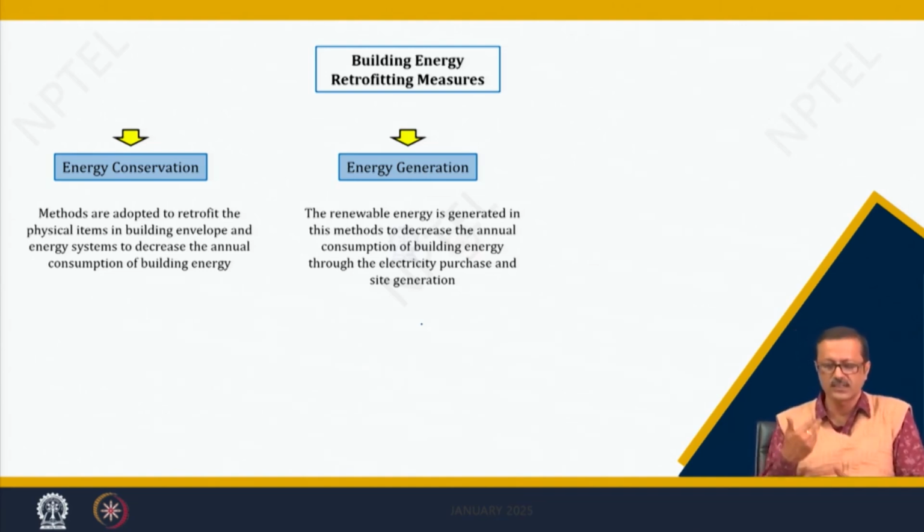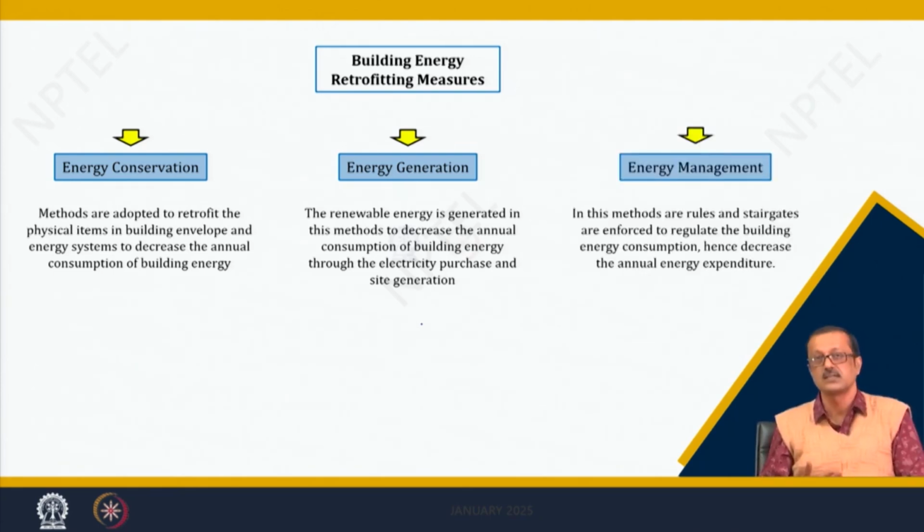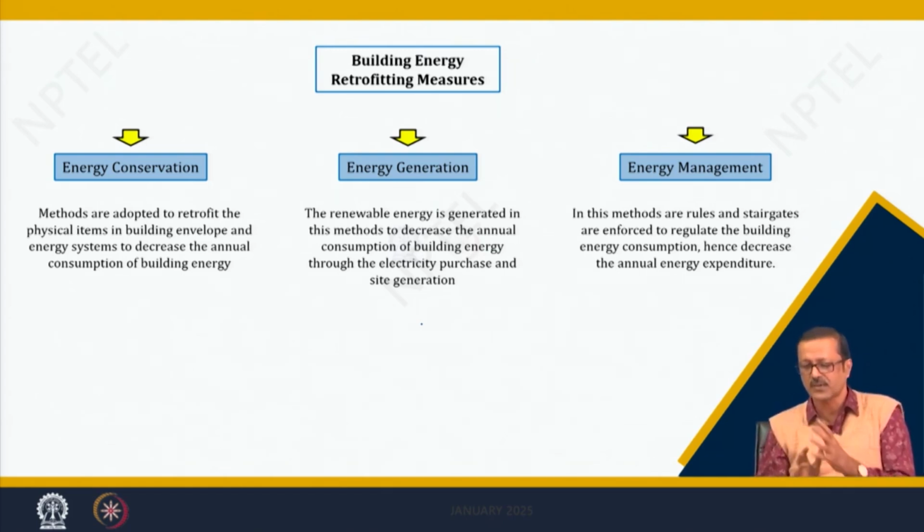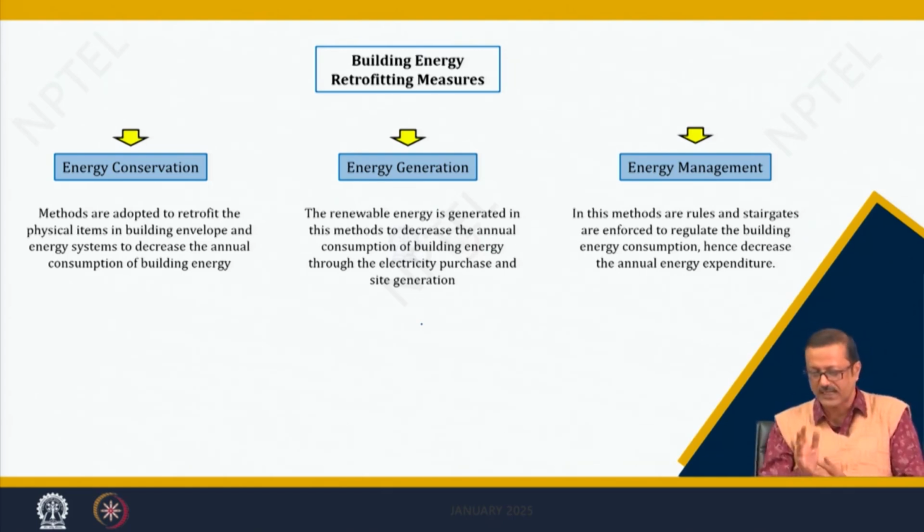So that is another way to go for the retrofitting measures. So I can think of some kind of energy generation. So conservation directly touches the building. Second, without touching the building, I just generate the RE type of electricity that will reduce my requirement. Third one is the energy management. What is energy management? I will not do any changes in the physical things. I will not harvest any RE energy, but I change some kind of the schedule, the management schedule.